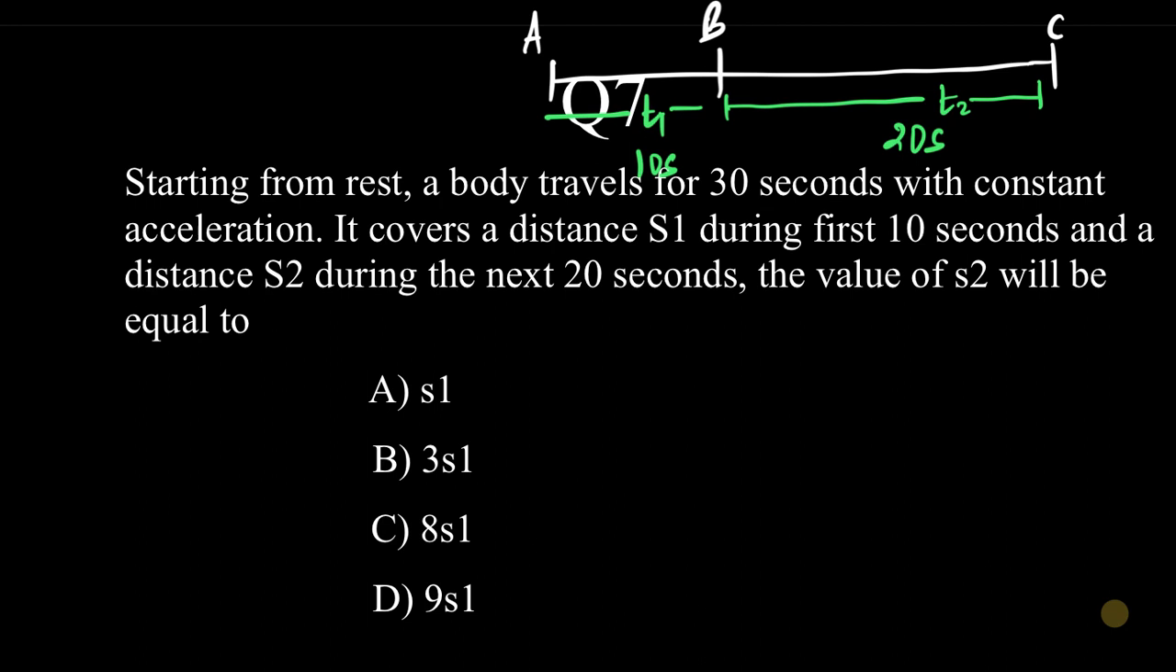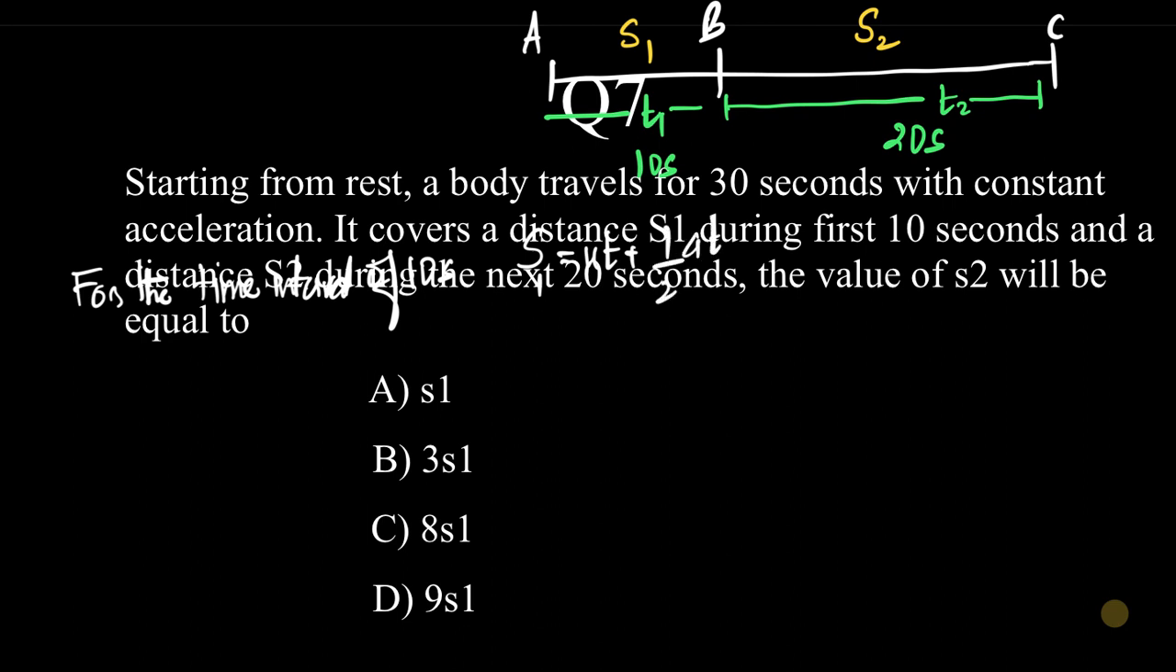Also, it's given that the displacement during the first time interval is s1 and the displacement during the second time interval is s2. Now, if we analyze the path, we can say that for the time interval of 10 seconds, S1 is equal to ut plus half at square, or rather ut1 plus half at1 square.